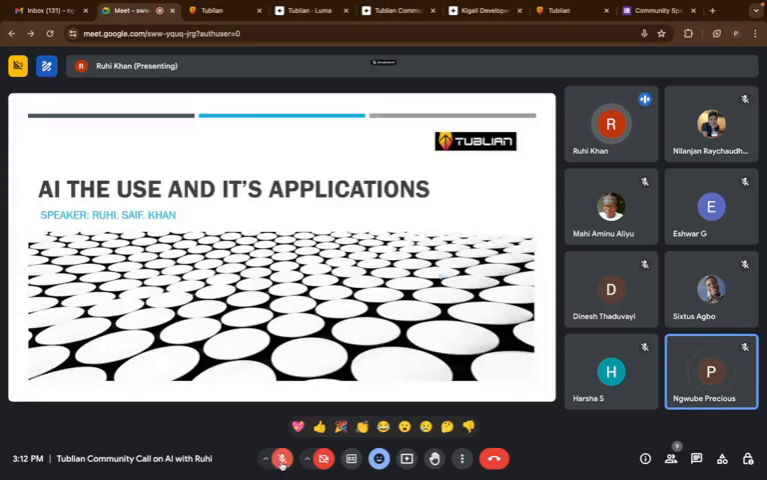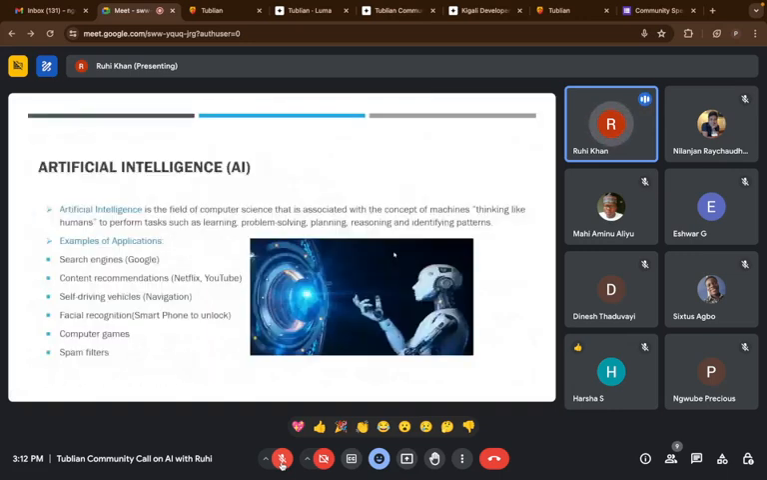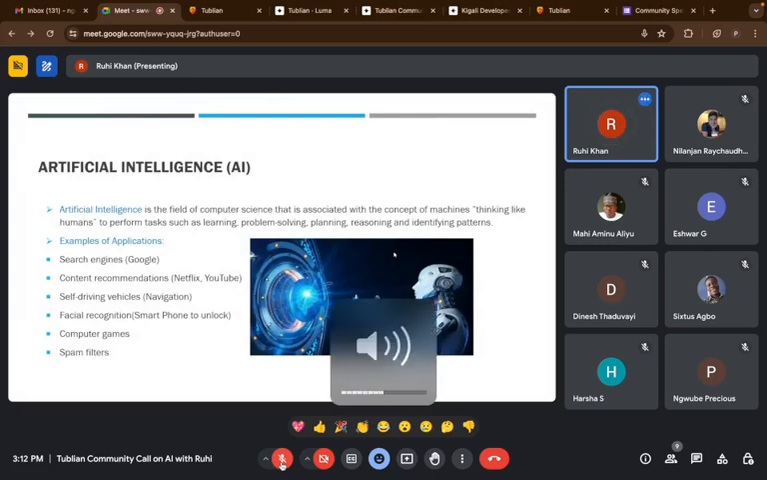Yes. So my topic is AI, its use and applications. So basically, AI is the field of computer science that is associated with the concept of machine learning, thinking like humans, to perform tasks such as learning, problem solving, planning, reasoning, and identifying patterns. So we'll see a few examples of applications. Applications are the technology which can help us in thinking and using.